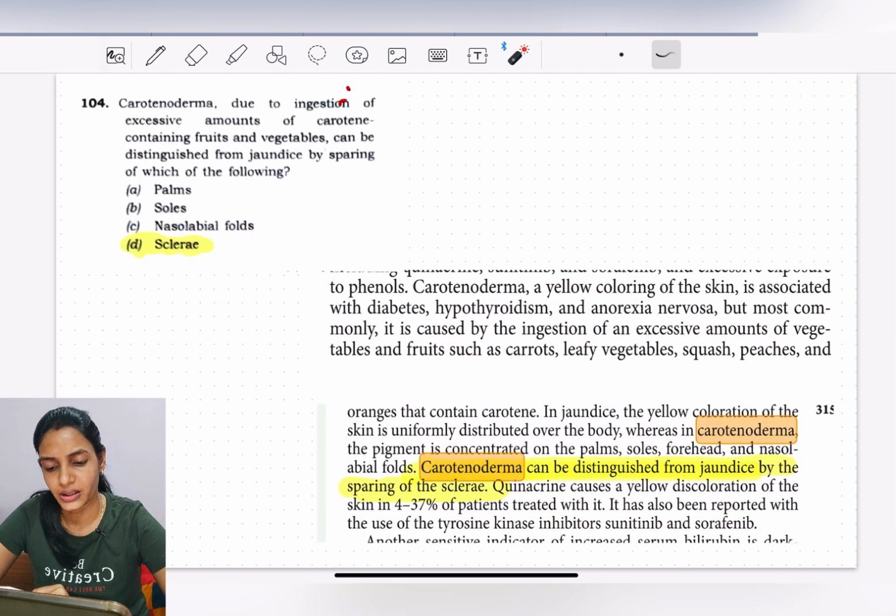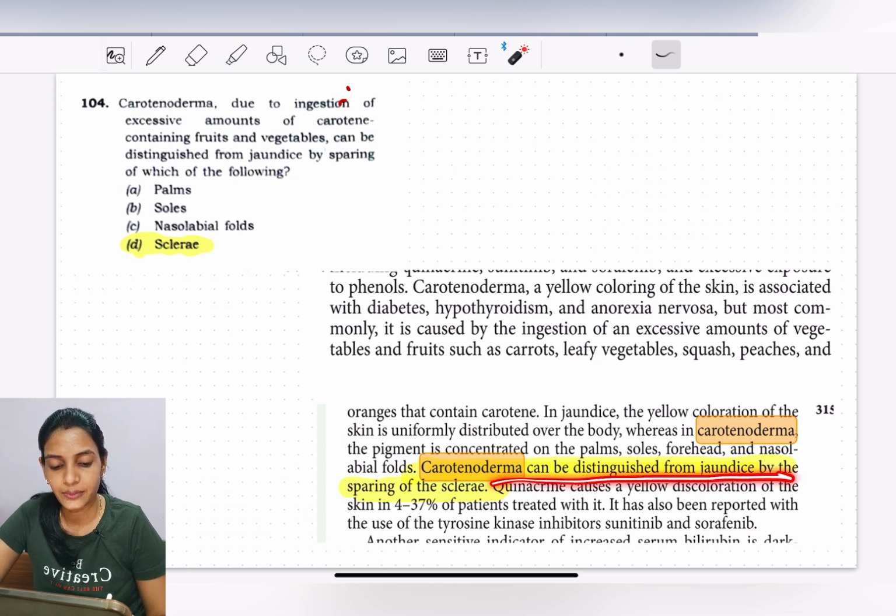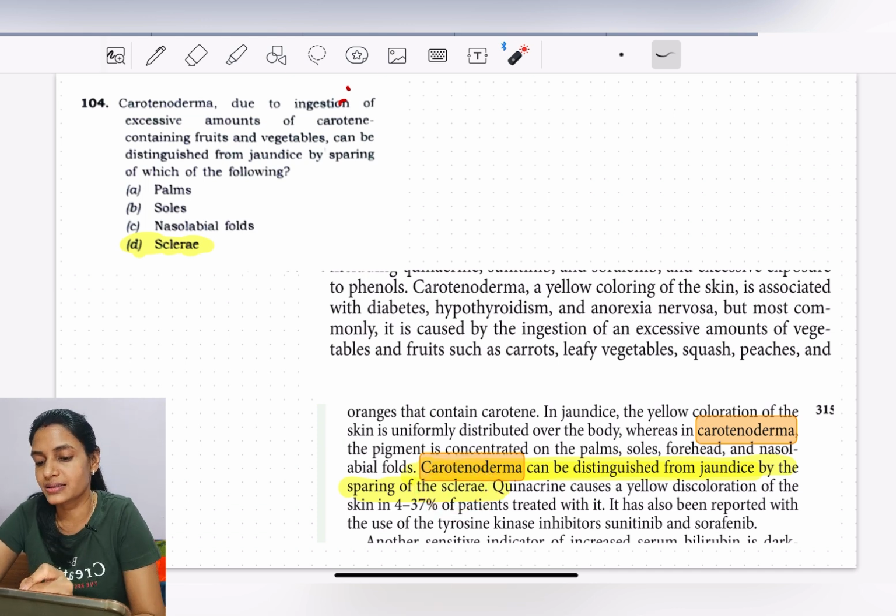Now carotenoderma. Carotenoderma is the yellow coloring of the skin associated with diabetes, hypothyroidism, anorexia nervosa, but most commonly it is caused by the ingestion of excessive amounts of vegetables and fruit, like carrot, leafy vegetables, squash. So carotenoderma and jaundice resemble each other. The only difference is that they can be distinguished from jaundice by the sparing of the sclera. Carotenoderma involves palm, sole, forehead, nasolabial fold. It only spares the sclera. So they were asking the distinguishing feature among them. So answer is sclera.